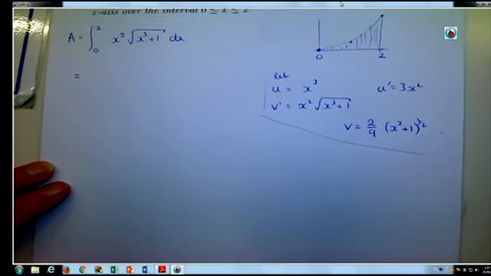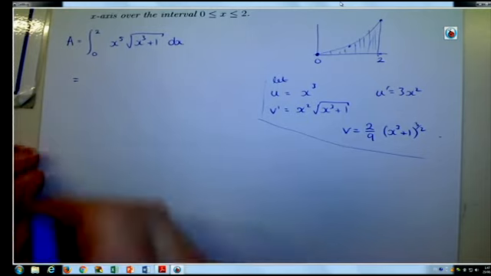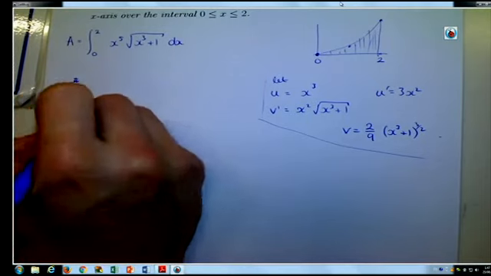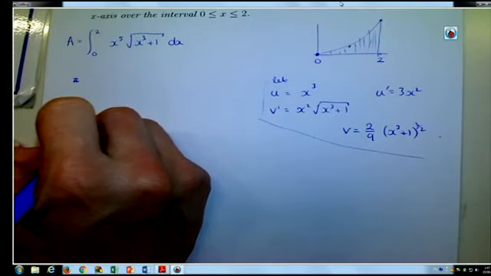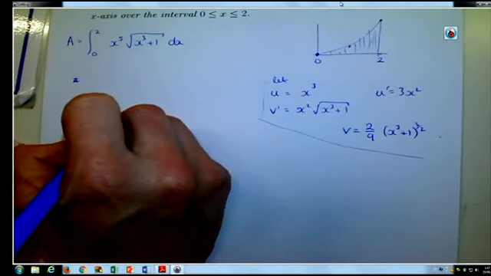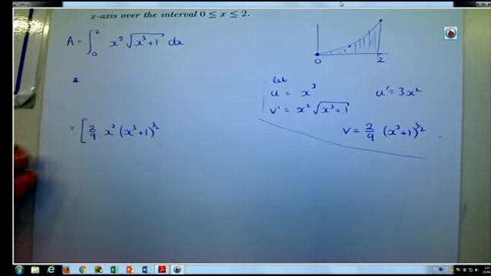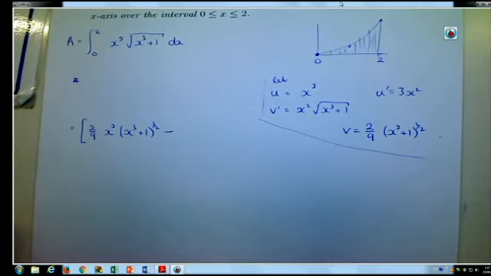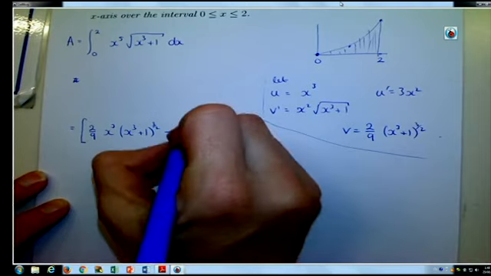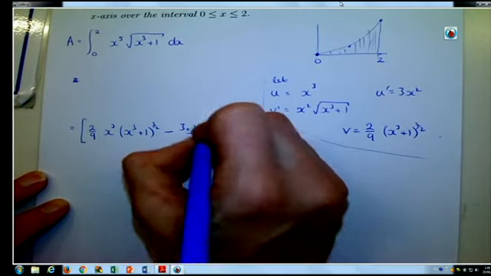And now I can use the little formula in the box. Okay, integration by parts formula. I'm going to do it down here so I've got a bit more space. All right, u times v minus u prime times v. I'm going to put all the constants out the front. 3 times 2 over 9.